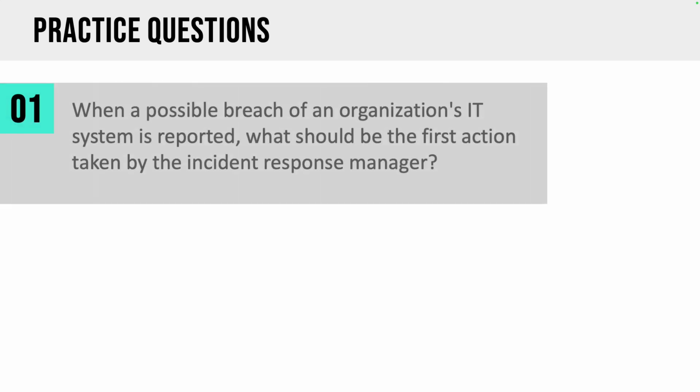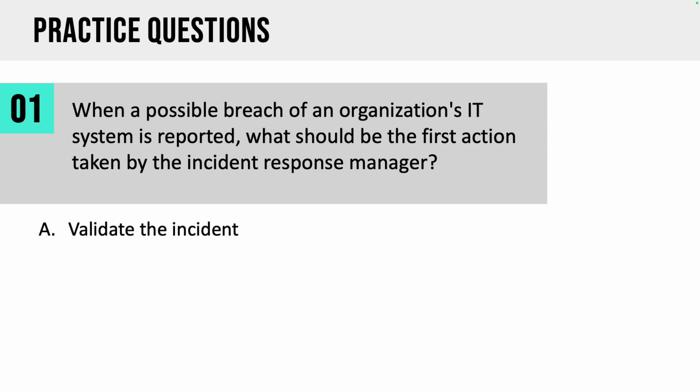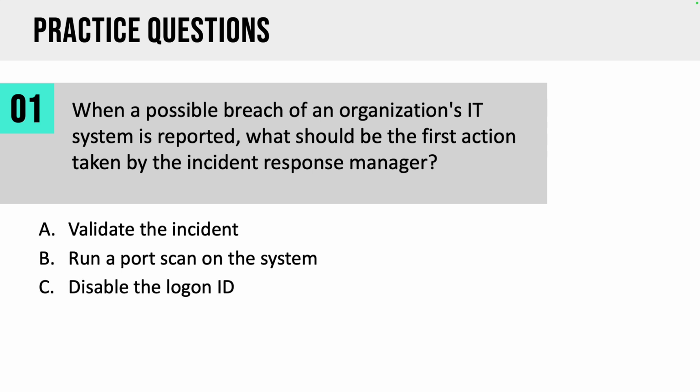All right, let's put what we've learned here to the test with a practice question. So when a possible breach of an organization's IT system is reported, what should be the first action taken by the incident response manager? Is it A, to validate the incident? B, run a port scan on the system? C, disable the logon ID? Or D, investigate the system logs?